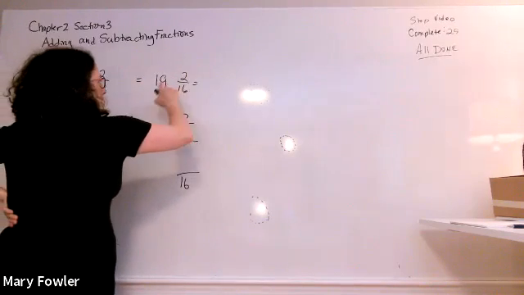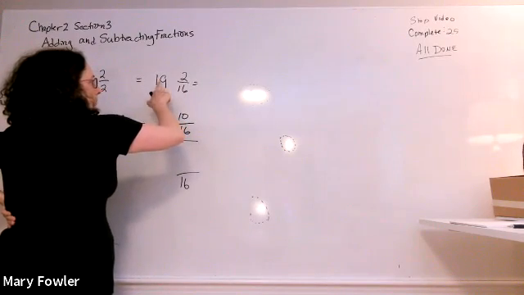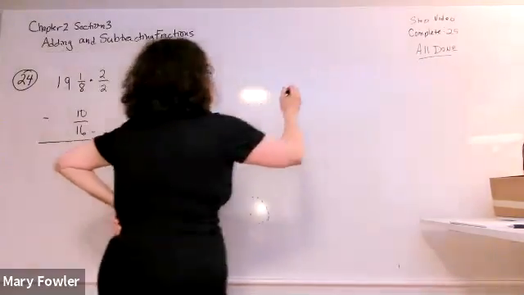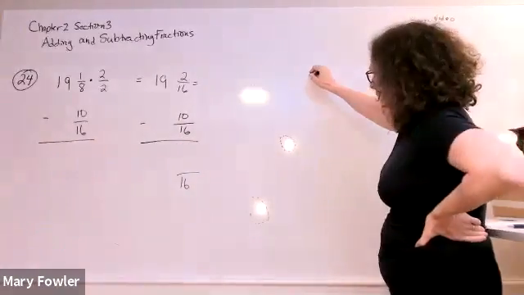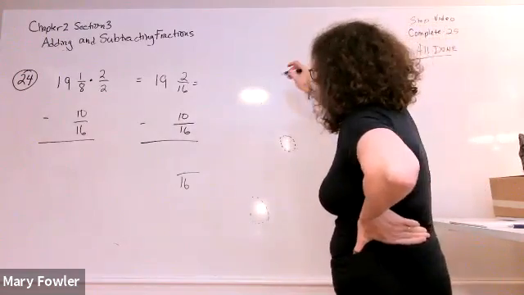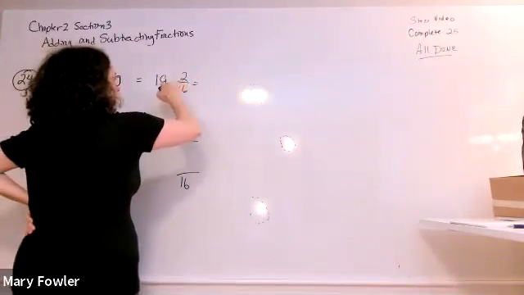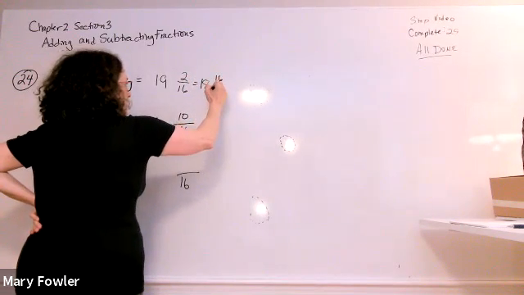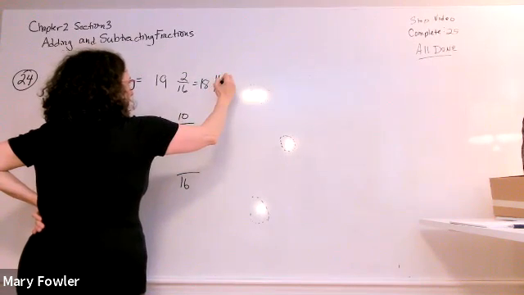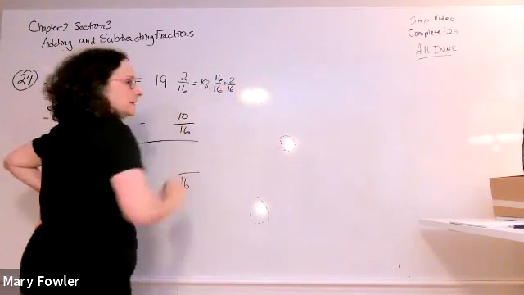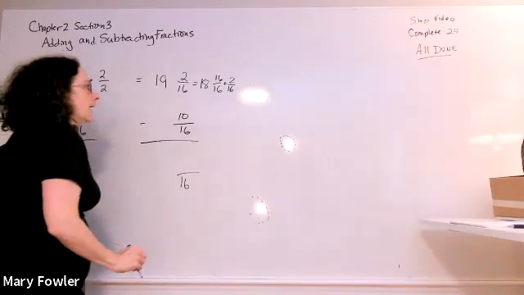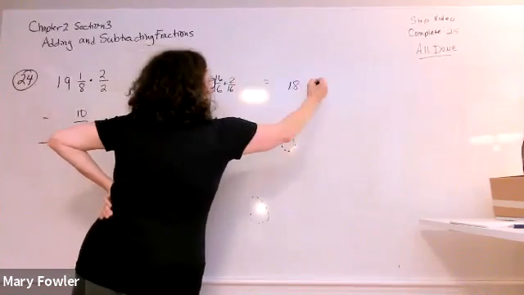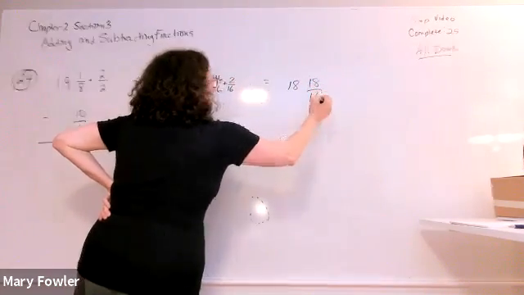And we're going to borrow 1. We're going to borrow it in terms of 16ths, right? So I'm going to take this over here just for a minute. We're going to take one of these and write it as 16 over 16. And we're going to add that to 2 over 16. And that's going to equal 18 and 18 over 16.